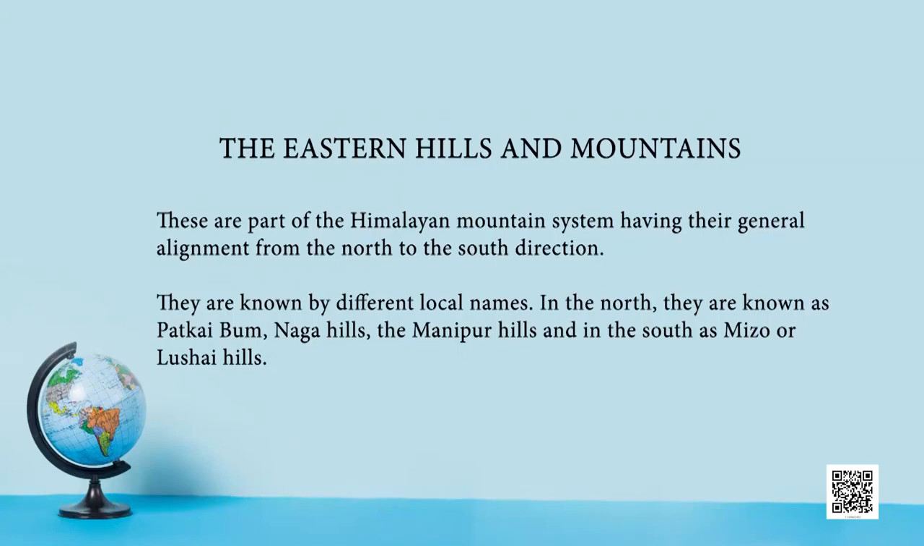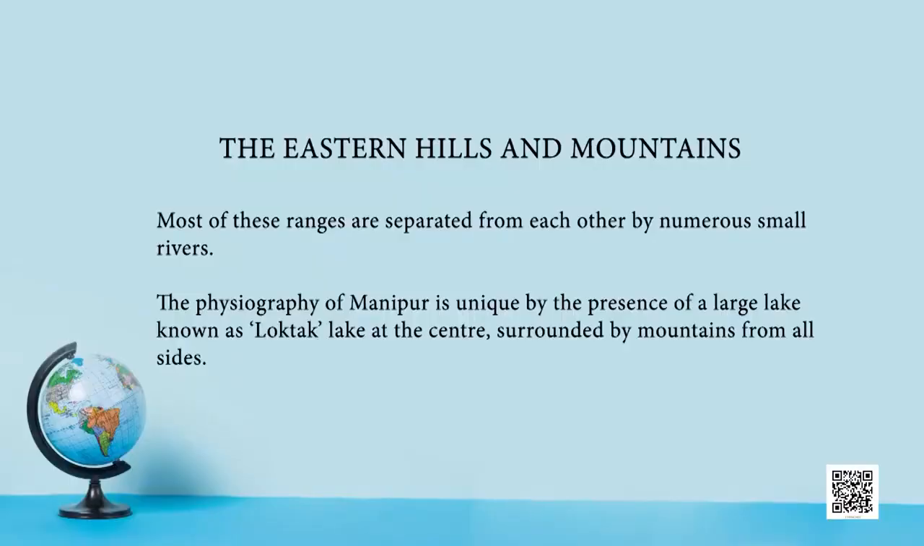Now we move on to the last part of the subdivisions of Himalayas, that is the eastern hills and mountains. The eastern hills and mountains are part of the Himalayan mountain system having their general alignment from north to south direction. They are known by different local names. In the north, they are known as Patkaibum, Naga Hills, Manipur Hills, and in the south, they are known as Mizo or Lushai Hills. Most of these ranges are separated from each other by numerous small rivers.